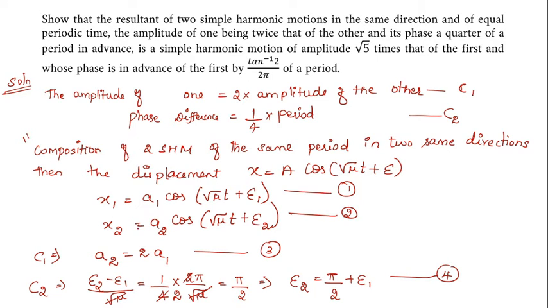So from the given conditions, we derived A2 is equal to 2 A1 and epsilon 2 is equal to pi by 2 plus epsilon 1, and we have two displacements x1 and x2. Now we are going to find the resultant. We know it is the sum of the displacements, because these two simple harmonic motions are in the same direction and of equal periodic time. So we are going to add these two displacements.